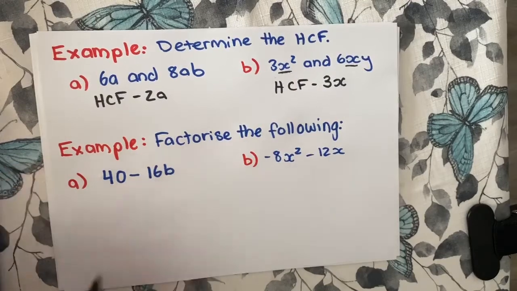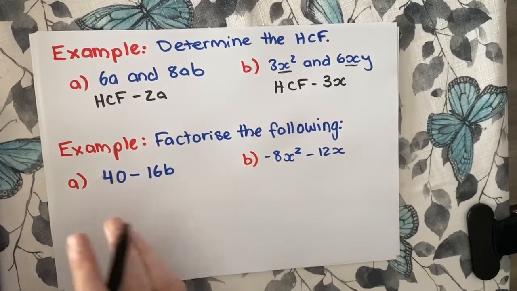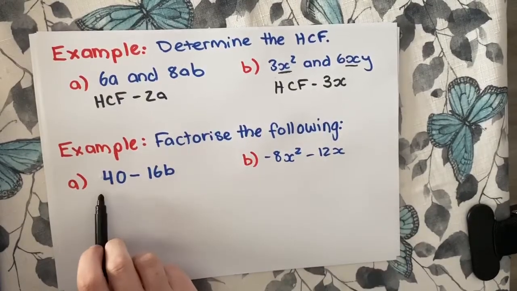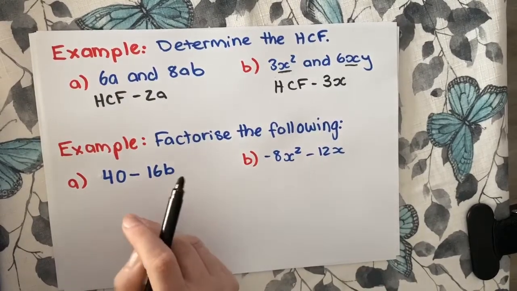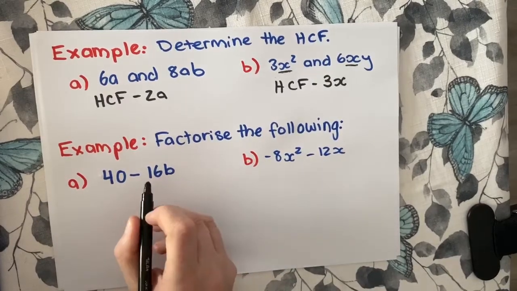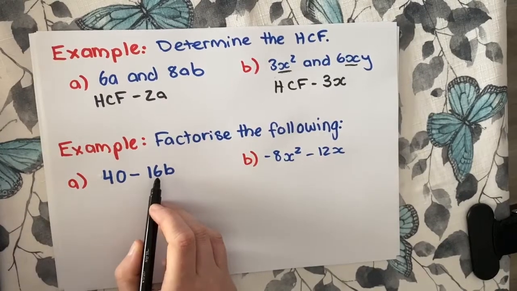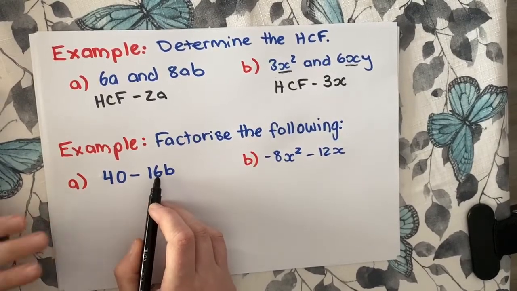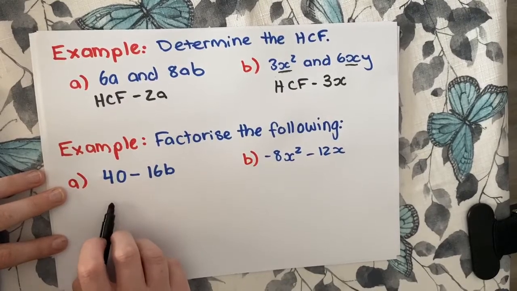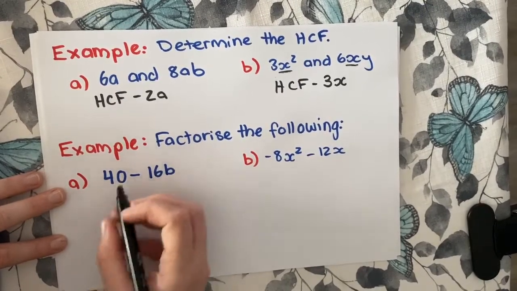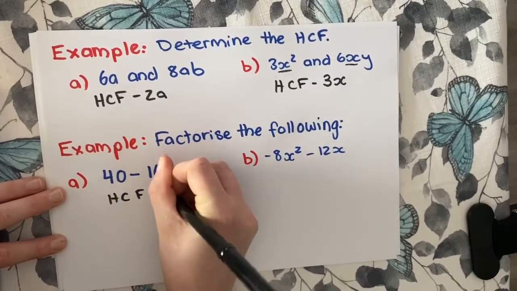So I'm looking at this and going, well, I can divide by 2, but we can go higher. And we can divide by 4. Yep. But can we still go higher? Yes. Now we can divide by 8. So if you go 16 divided by 8, you're going to get 2. And if you go 40 divided by 8, you're going to get 5. So what we end up with is our highest common factor is 8.